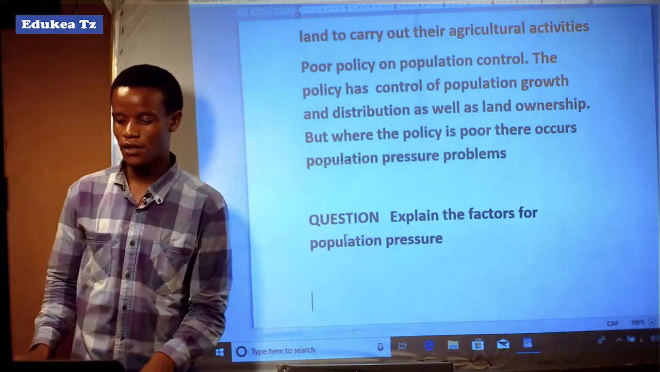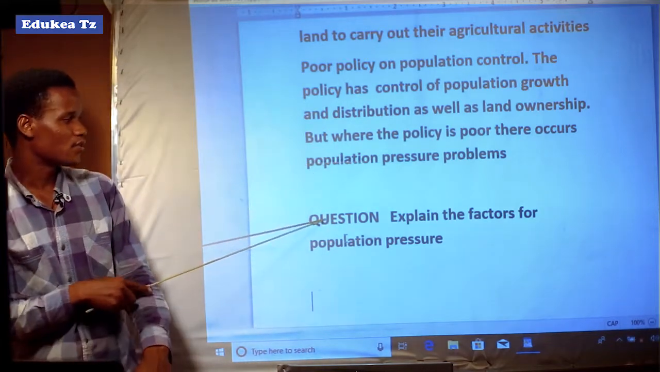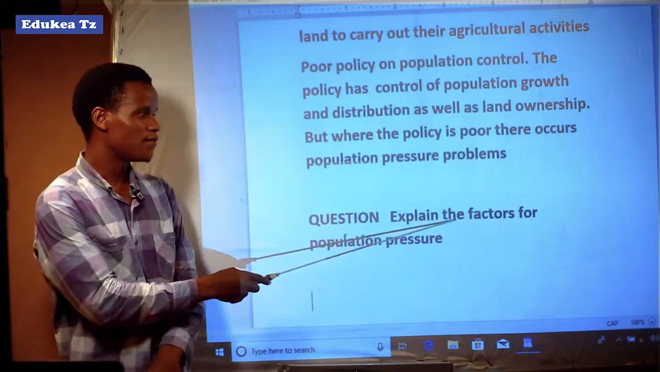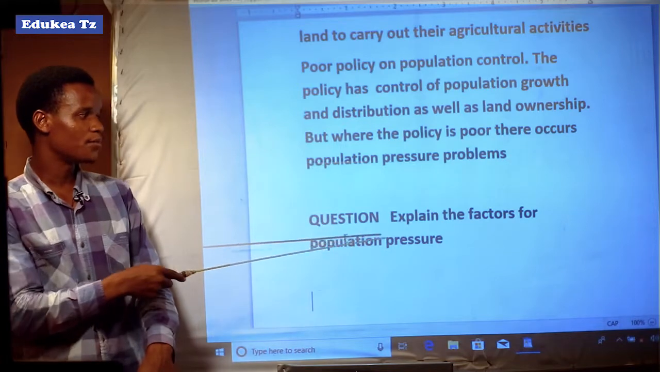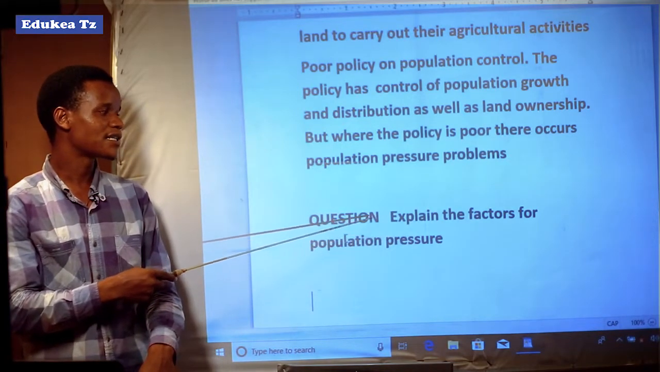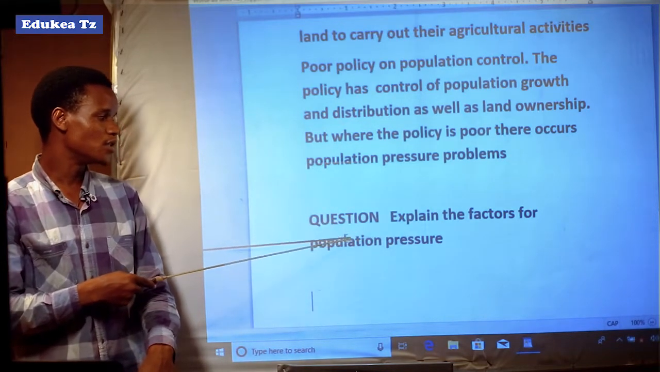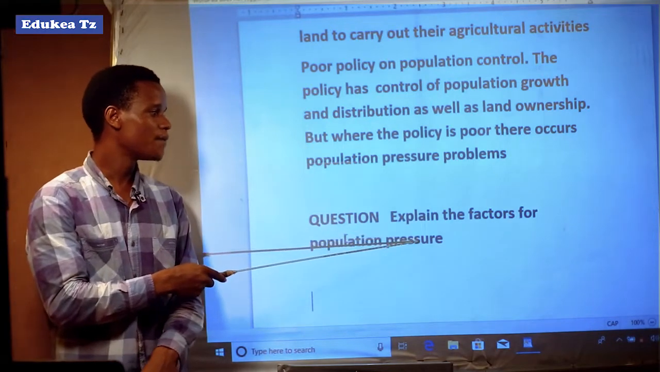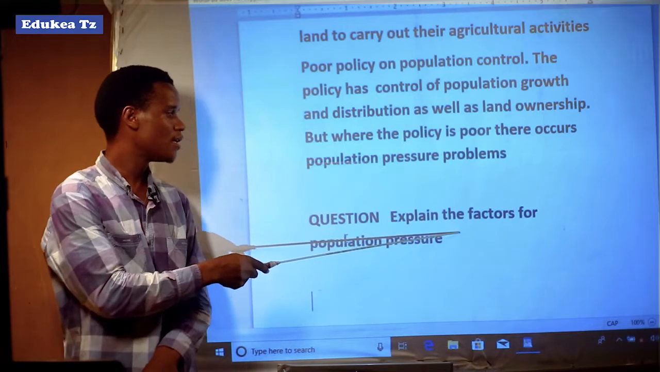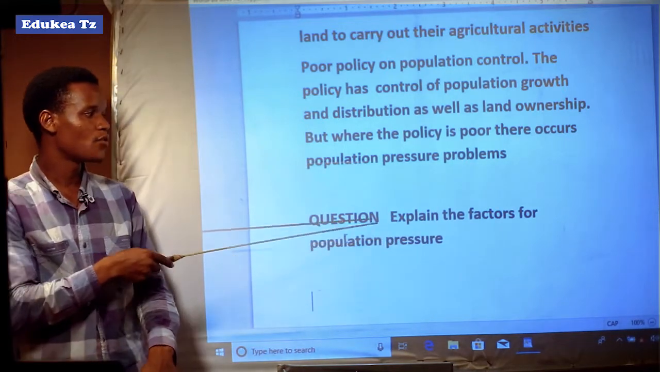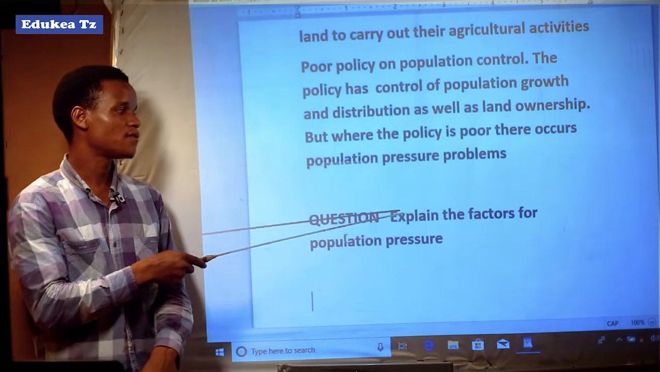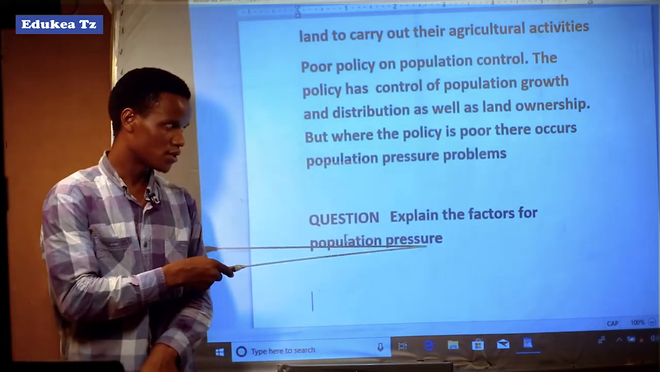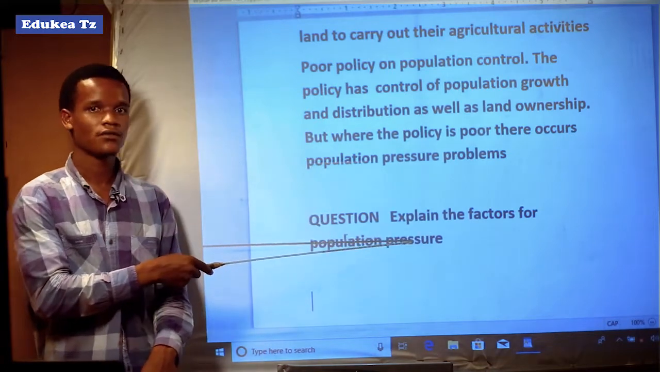Okay, after reaching there, let us now see the question that relates to our discussion, that is, explain the factors for population pressure. Here we are going to look at those factors that contribute to the occurrence of population pressure. Why do some areas experience high population pressure compared to other areas? So there are factors that explain the reasons for population pressure being high compared to other areas.